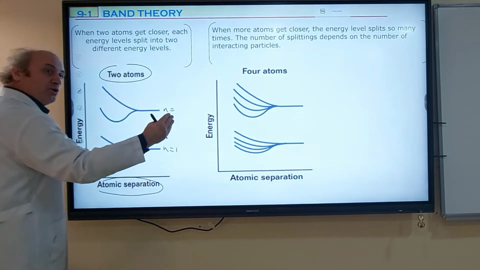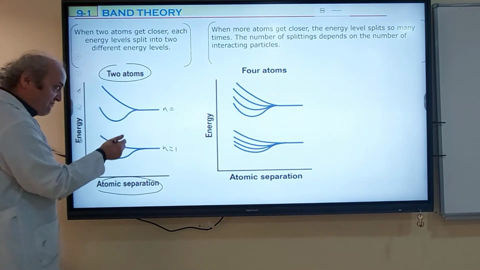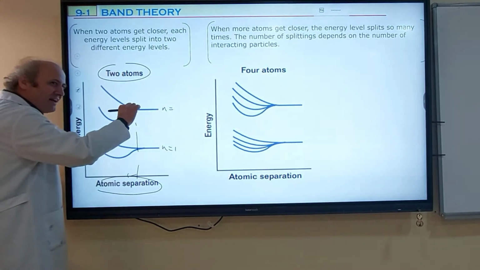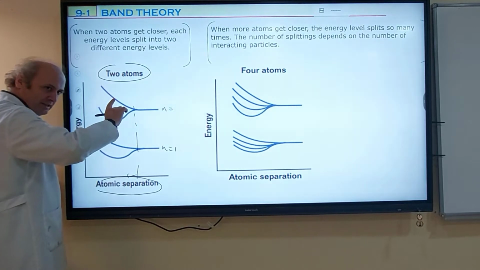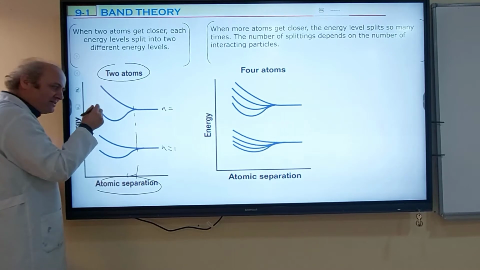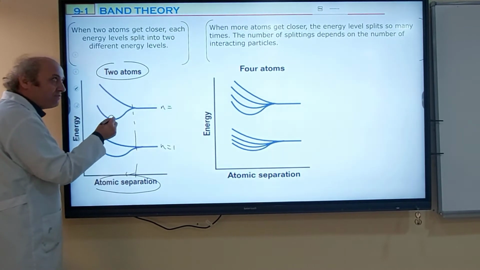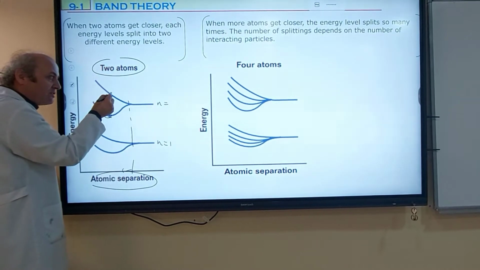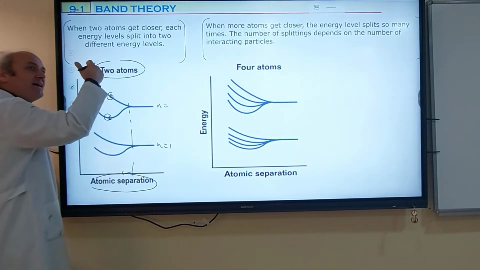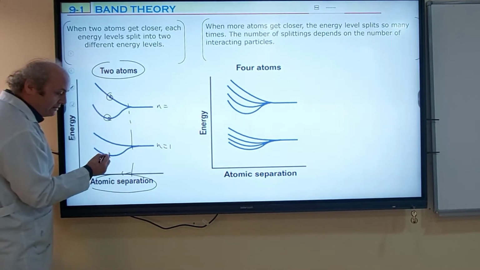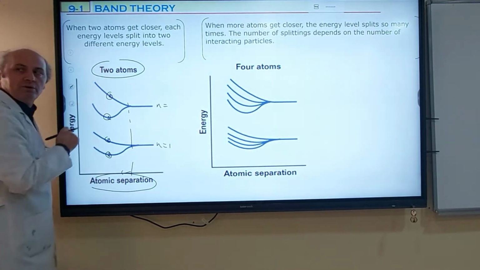But when you make them closer and closer, from a certain distance on, this energy level starts to split into two. One line represents the energy level of one of these two atoms. The other represents the energy level of the other atom. Each energy level splits: 1, 2; 1, 2.